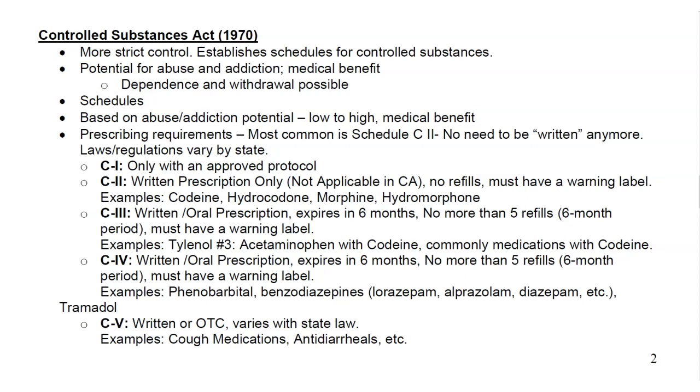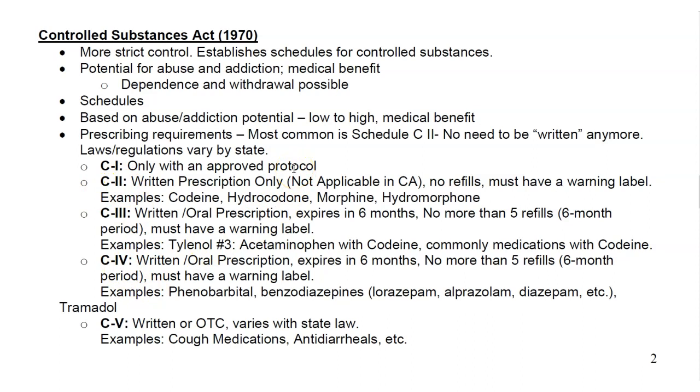Now, Schedule 4 or Category 4 will have written or oral prescription that expires in 6 months. There's no more than 5 refills in a 6-month period and must have a warning label. So these medications usually are your anxiolytics or medications to help treat anxiety. Examples of this would be your phenobarbital, benzodiazepines such as your lorazepam, alprazolam, and diazepam. Again, for these specific ones, the most common ones that we see are Schedule 2, followed by Schedule 4.